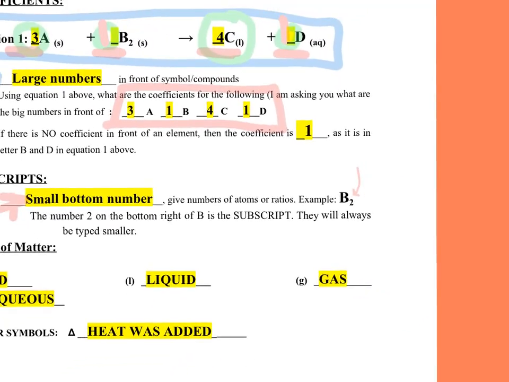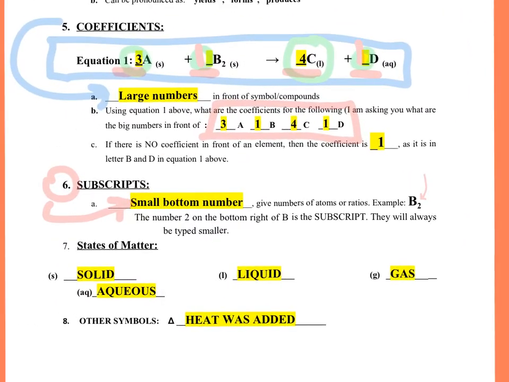Coefficients and subscripts are very important, but it's also easy to get. I'm going to go ahead and give you one more example of a coefficient and of a subscript. In this example, the coefficient would be the number 2, okay, because that's the big number. Coefficients are the large numbers. And the subscript would be 3. The subscripts are the small numbers. Okay, so coefficient is the large number, and the subscript is the little number.